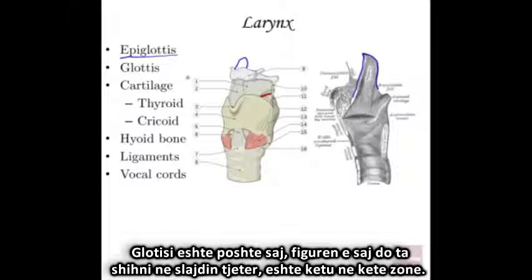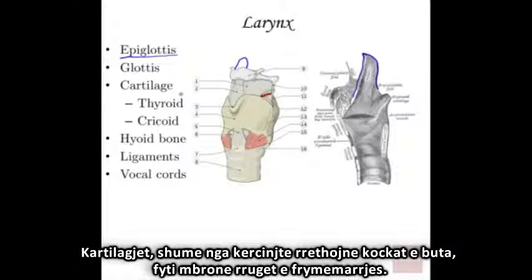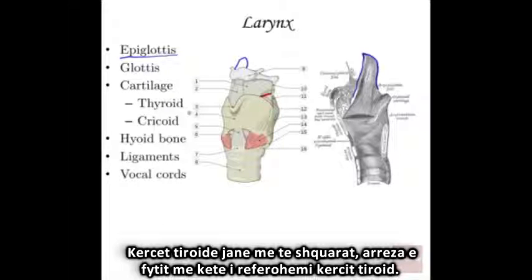The glottis is just inferior to it, and you'll see a picture on the next slide of it. That's right in this region here. The cartilage, lots of cartilage going around, soft bone that's protecting your throat, protecting your airway. The thyroid cartilage is the most prominent one. The Adam's apple, if you've heard of that term, we're referring to what's called the thyroid cartilage.